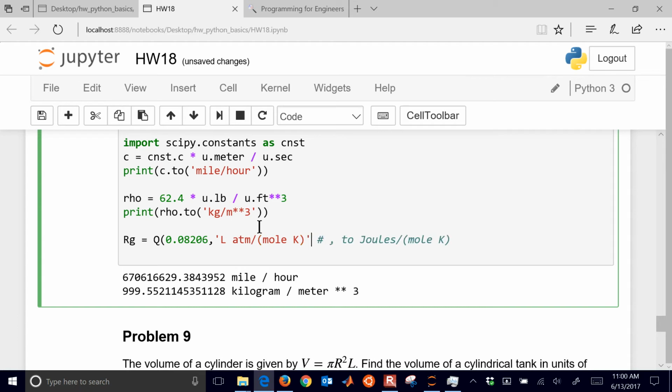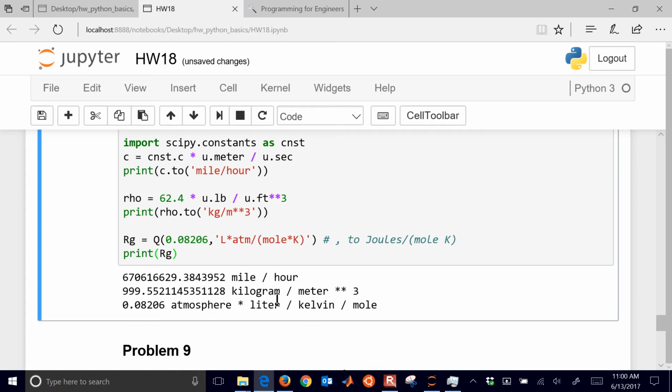I'll put a comment there, and let's see if this works. It's liters. I had to put a multiplication there, times atmospheres, divided by moles times Kelvin. Okay, and let's go ahead and print that out as well. So there's atmosphere liter per Kelvin per mole. So that looks correct.